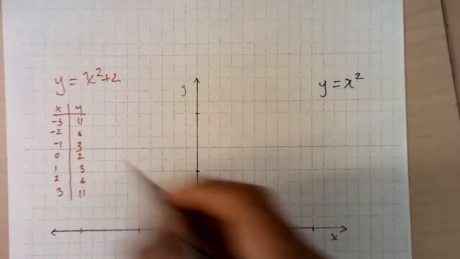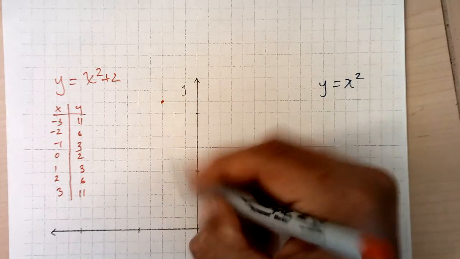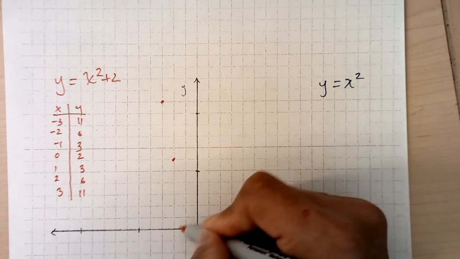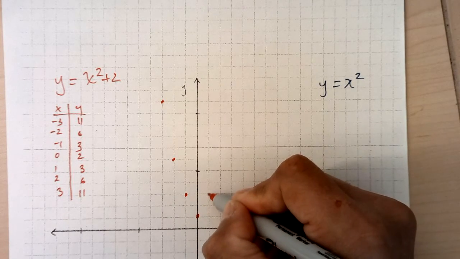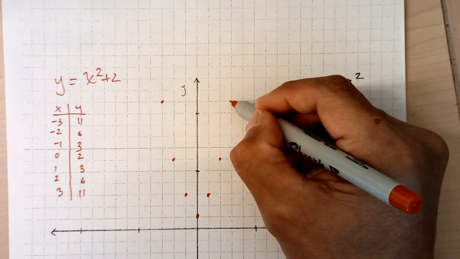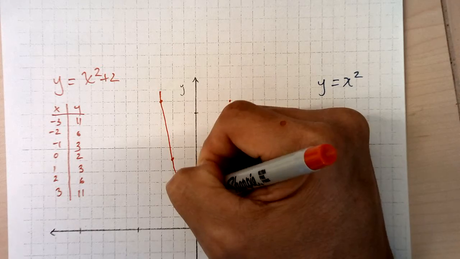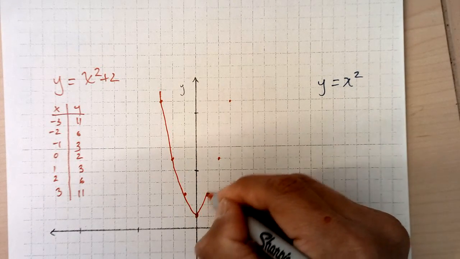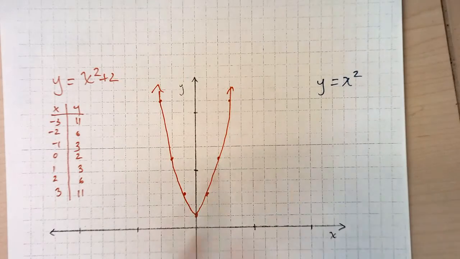But one of the points I have is -3, 11. That would be right here. -2, 6. -1, 3. 0, 2. 1, 3. 2, 6. And then 3, 11. Should be right here. So it's still a parabola. Again, everything that we're graphing in chapter 8, parabolas. So their curves would look like this.